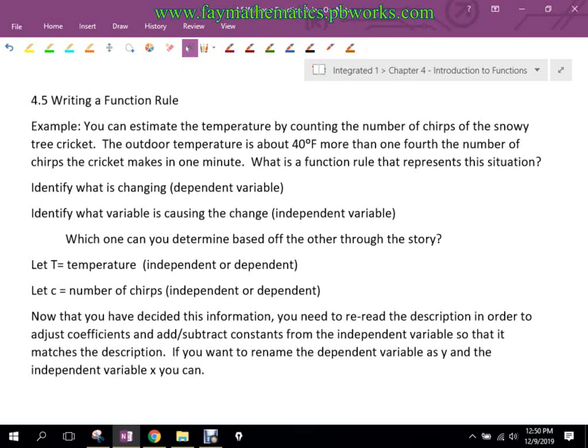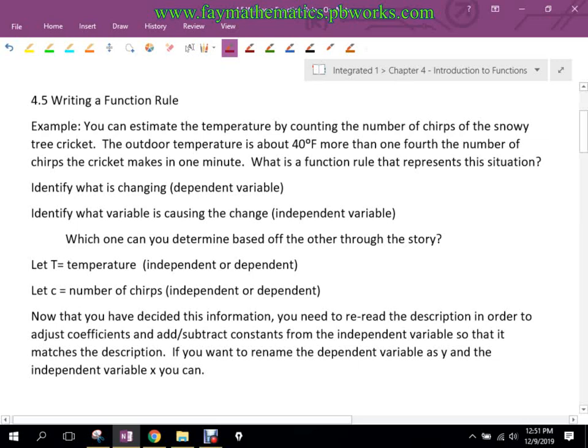So it says identify what is changing. That's what we want to do every single time. There are two things up there: temperature, and the number of chirps by this cricket. Those are the two things the story is talking about. Which one is changing, and which one is the object that creates that change? Basically we have to identify our dependent and independent variables.